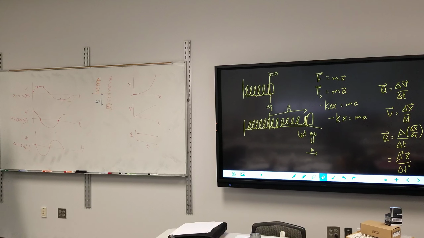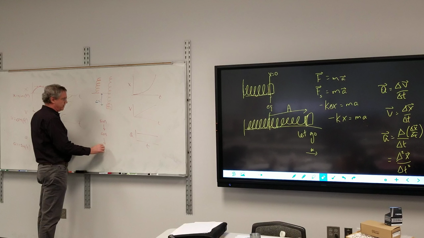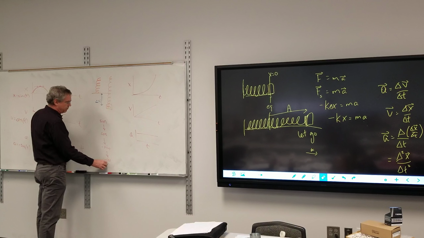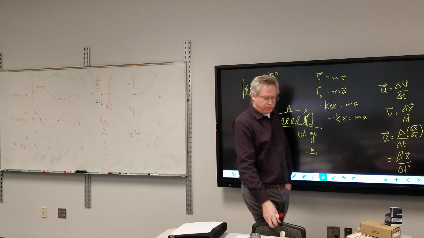And matter of fact, the pattern is, I feel like I've written this on the board before, but you would go to sine, to cosine, to negative sine, to negative cosine, and if you kept going, you'd be back to sine again. It'll just cycle through those four.